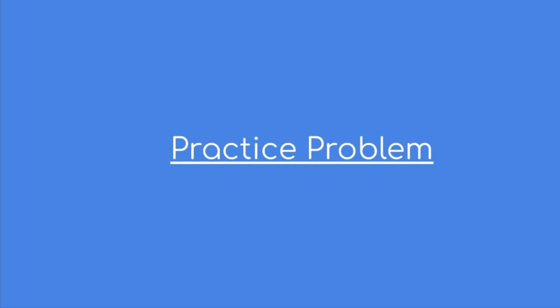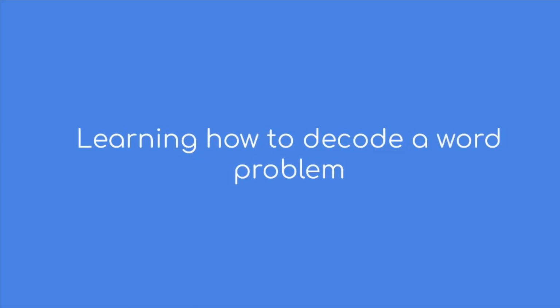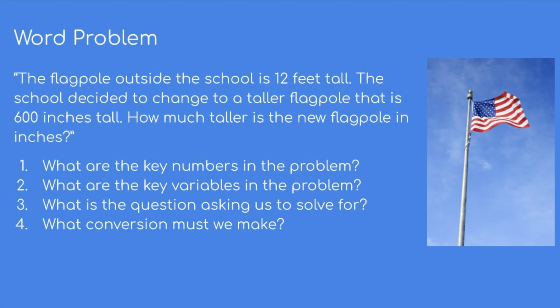Today, we're going to focus on a problem that utilizes the imperial system, specifically converting between inches and feet. If we look here, we're going to first learn how to decode a word problem. One way to help a student who has phonemic awareness is to have them read a problem 3 times to help them delve into different aspects of the problem each time they read it.